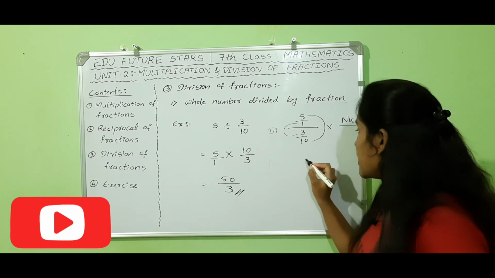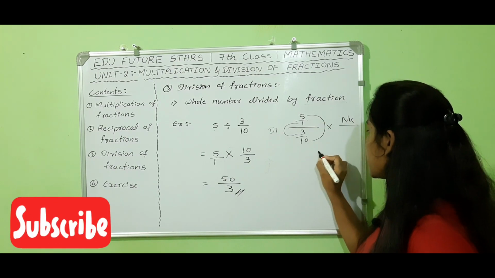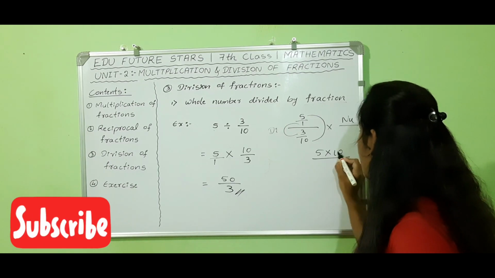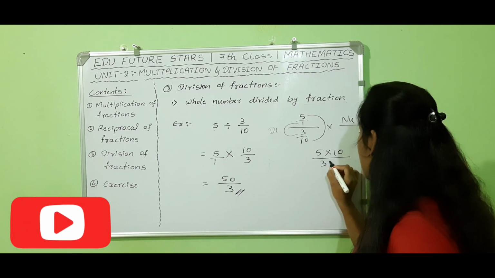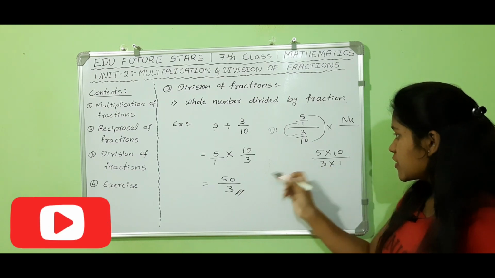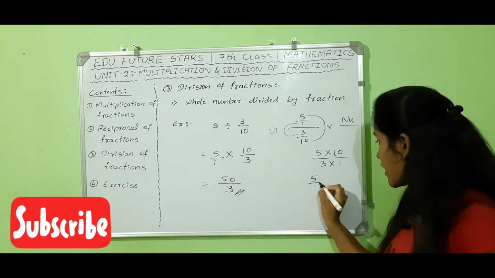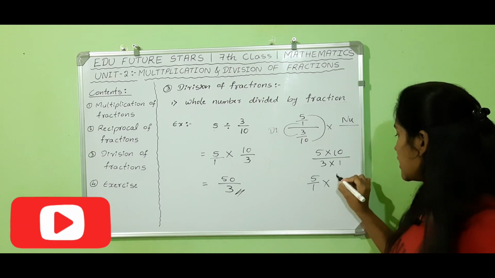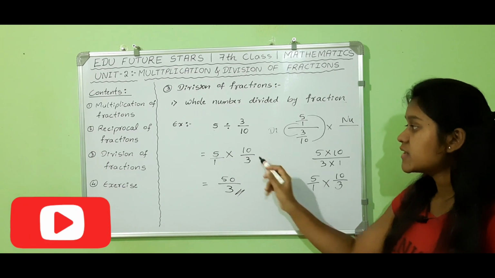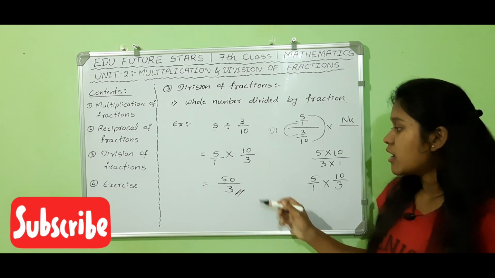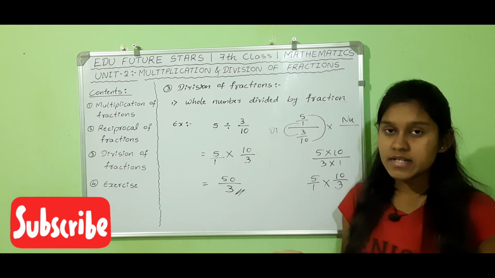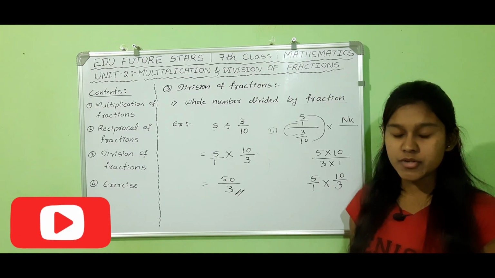Getting it? So here, how can we write 5 into 10? How much? 5 into 10. In the denominator, we have 3 into 1. Right? This is the denominator, correct? That is what I wrote here. 5 by 1 into 10 by 3. Right? So this is how we are getting this format. So now it is easy to multiply. 5 tens are 50, 3 ones are 3. So our result is what? 50 by 3. Finished. Right?